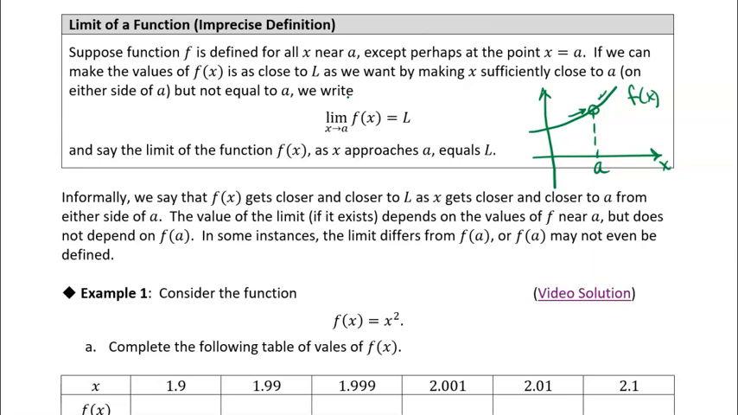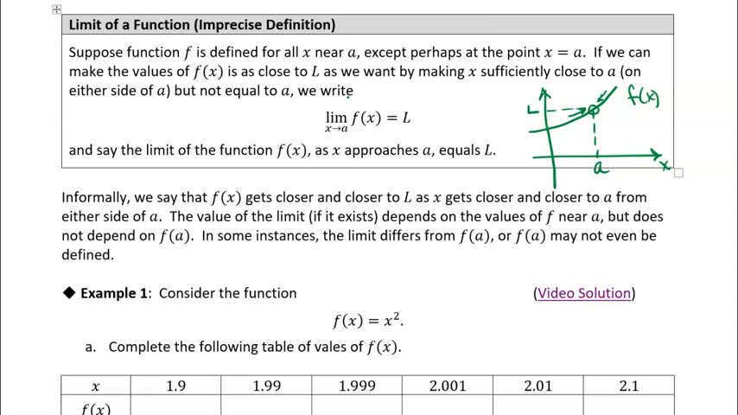The function doesn't even have to be defined at a. We're just looking at what happens as x approaches a. What happens to the value of the function as x approaches a? And if the value of the function approaches some number L, some limit L, then we say that the limit as x approaches a of f of x is L.